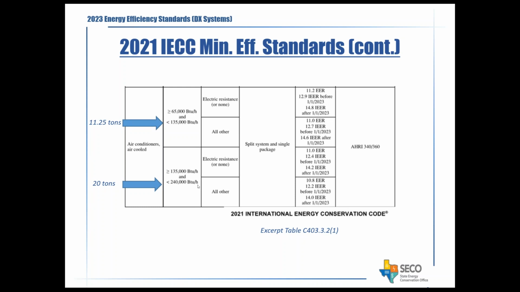You can similarly go down the line on that 2021 code, and you will see the EER and the IEER ratings. So remember, I was telling you that the smaller units, 5.5 tons or smaller, are typically rated in SEER. Then the larger units, bigger than 5.5 tons, are rated in EER, or they were in EER, and they still will be in EER, but they also have to meet the IEER requirement after January 1st, 2023, and some of those standards are identified over here.